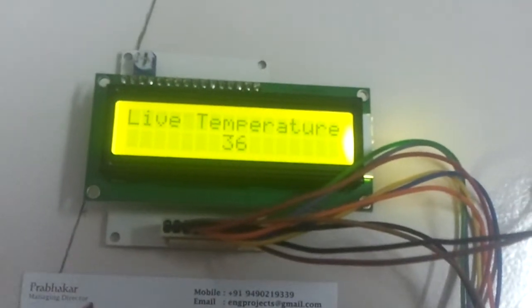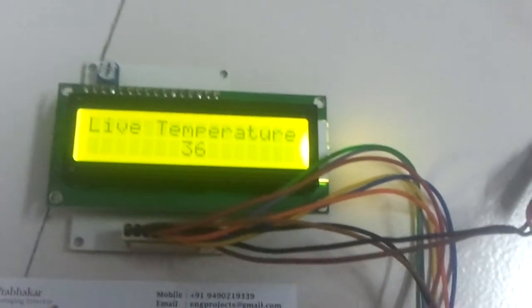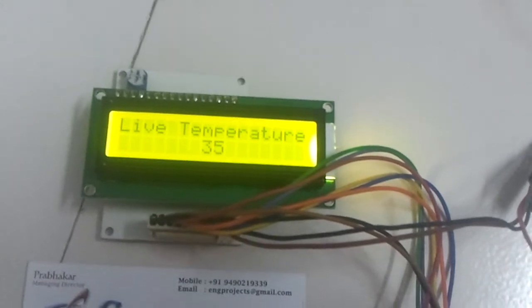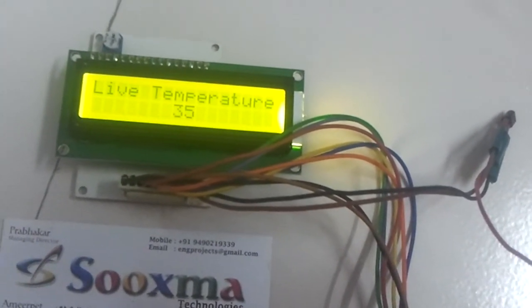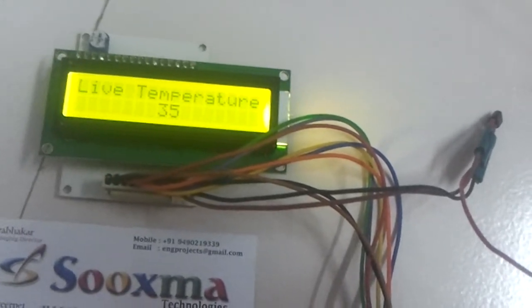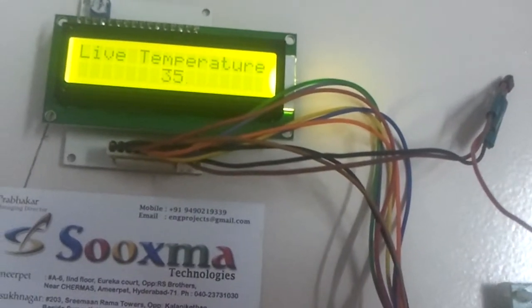Suppose if the set temperature is 40, so we have kept the margin as plus or minus 2. That means if the temperature exceeds 42, then the cooling mechanism is turned on. If the temperature goes below 38, then the heater will be turned on.